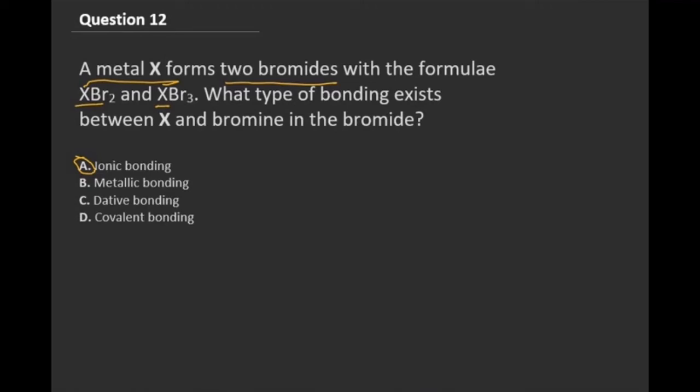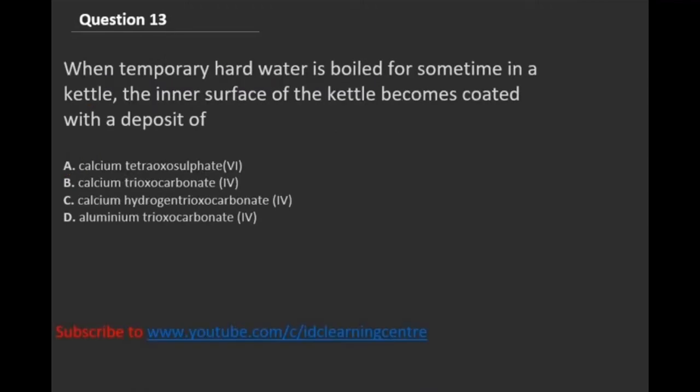Okay, let's go to the next question. Question number 13. It says when temporary hard water is boiled for some time in a kettle, the inner surface of the kettle becomes coated with a deposit of A. Calcium tetraoxosulphate 6, B. Calcium trioxocarbonate 4, C. Calcium hydrogen trioxocarbonate 4, and D. Aluminum trioxocarbonate 4.